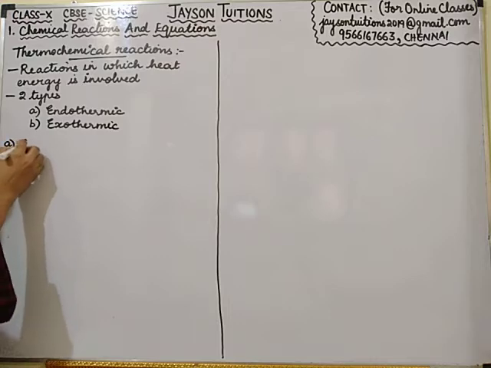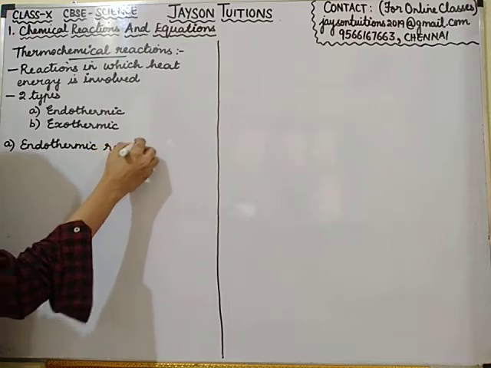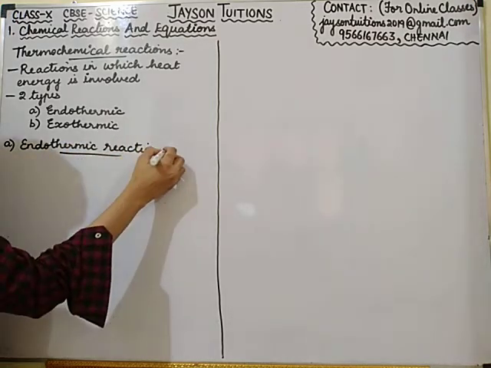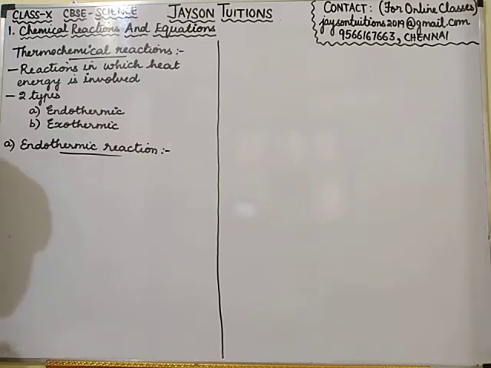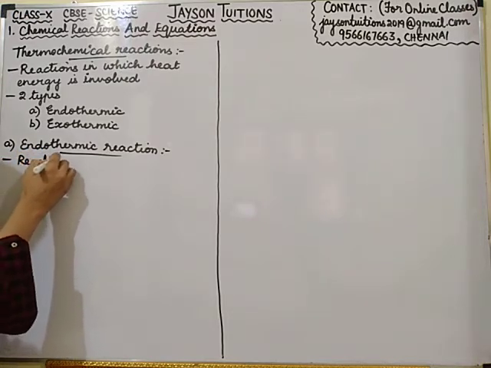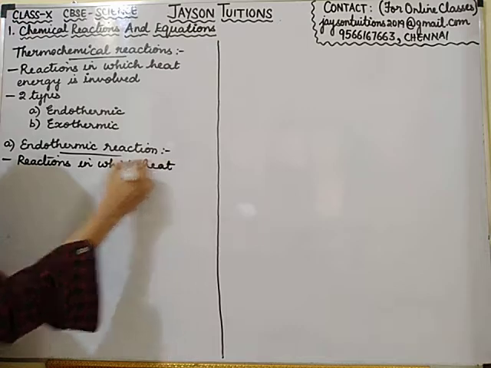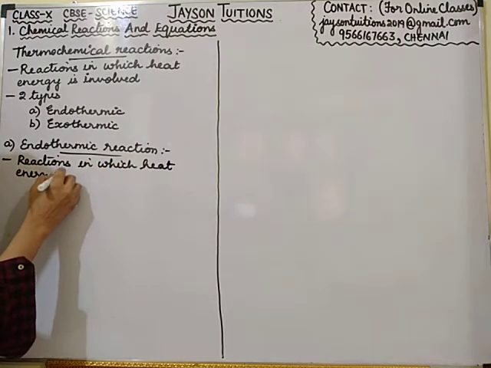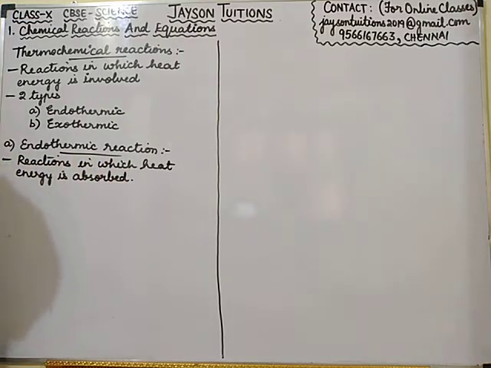First, let us study what is endothermic reaction. Endothermic reaction means the reactions in which heat energy is absorbed. If any reaction takes place by the absorption of heat energy, it is called an endothermic reaction. So what is endothermic reaction? The reactions in which heat energy is absorbed.